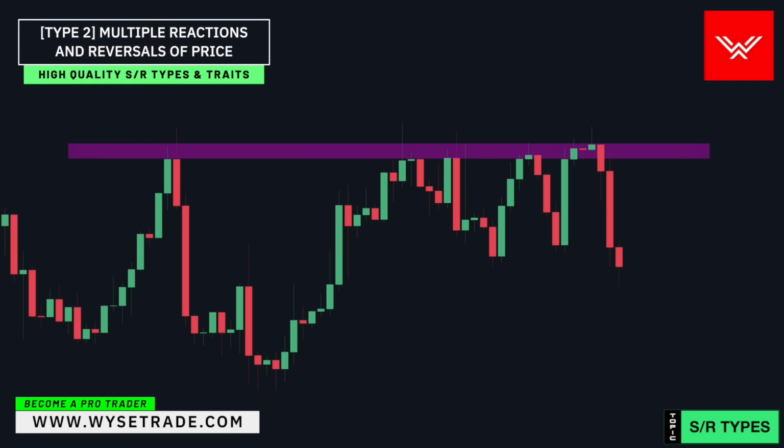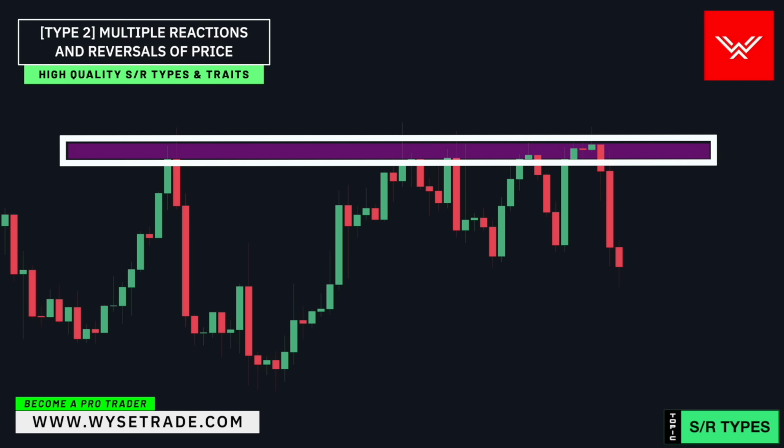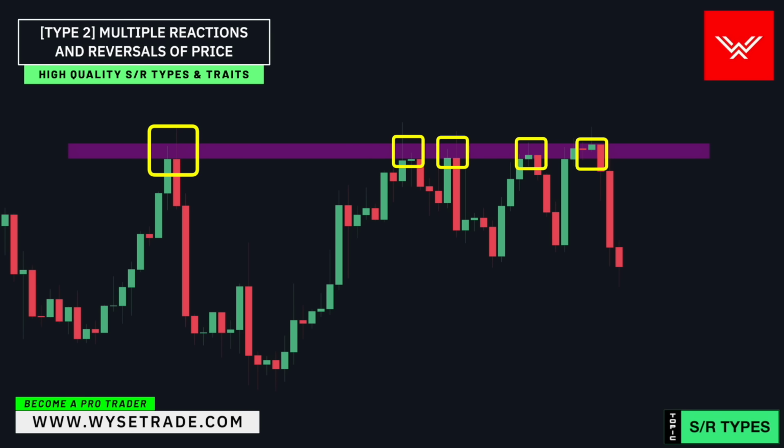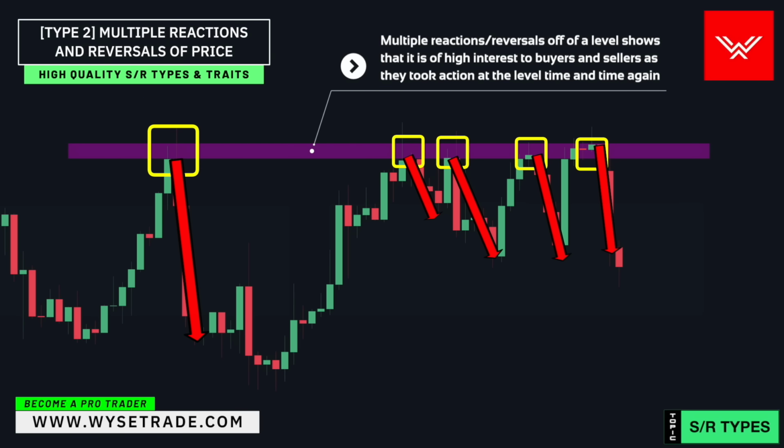Type 2. Multiple reversals and reactions of price. Notice how at this key level, price reacted and reversed off of it on 5 separate occasions, which shows that this level is of high interest to buyers and sellers, as they took action at the level time and time again.